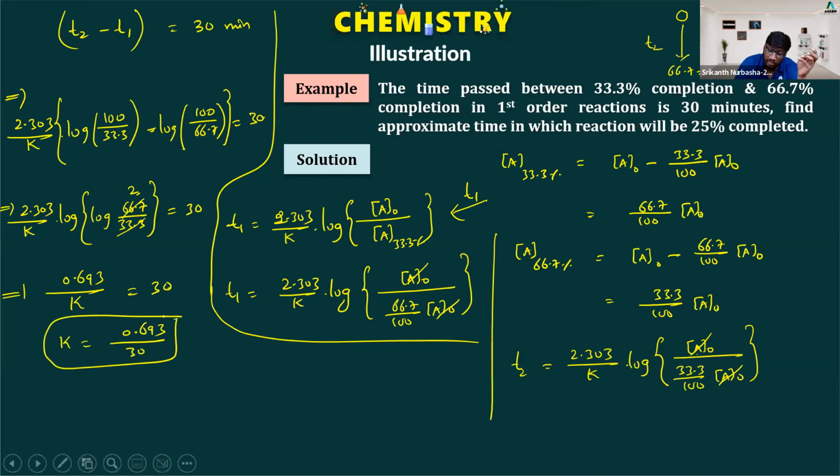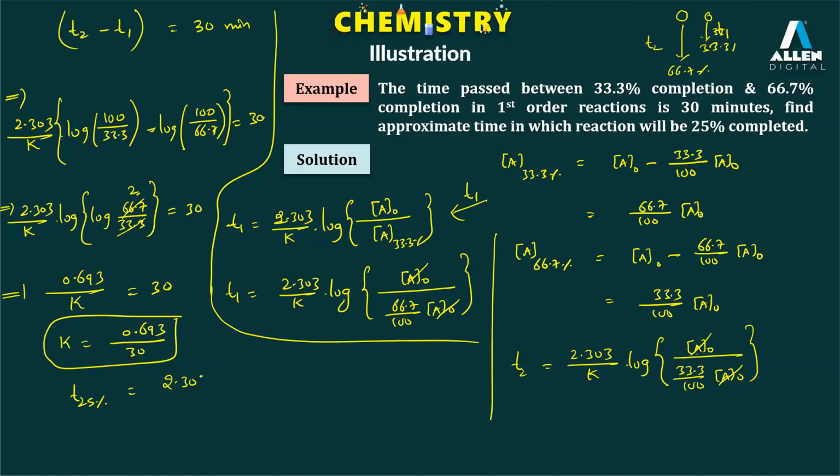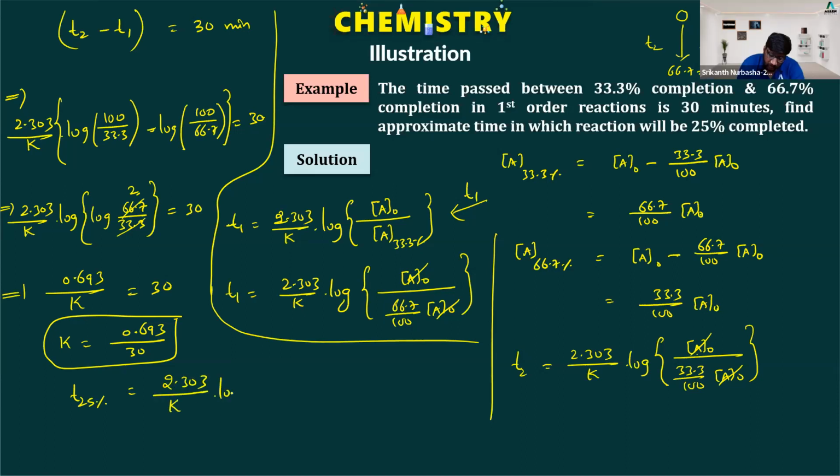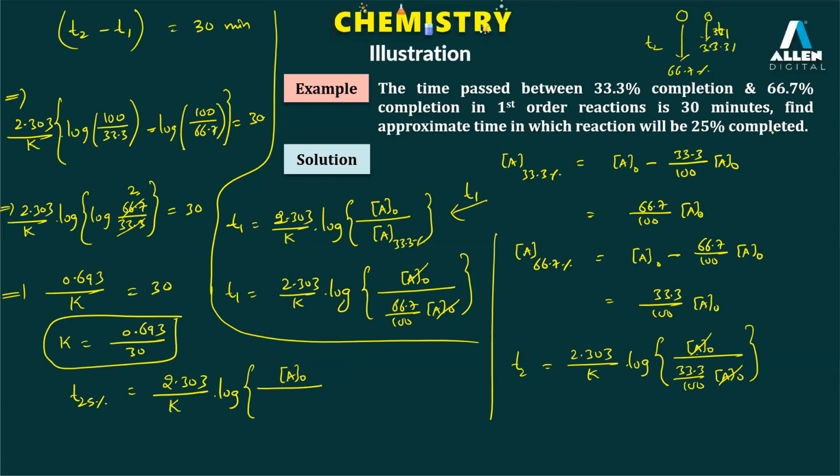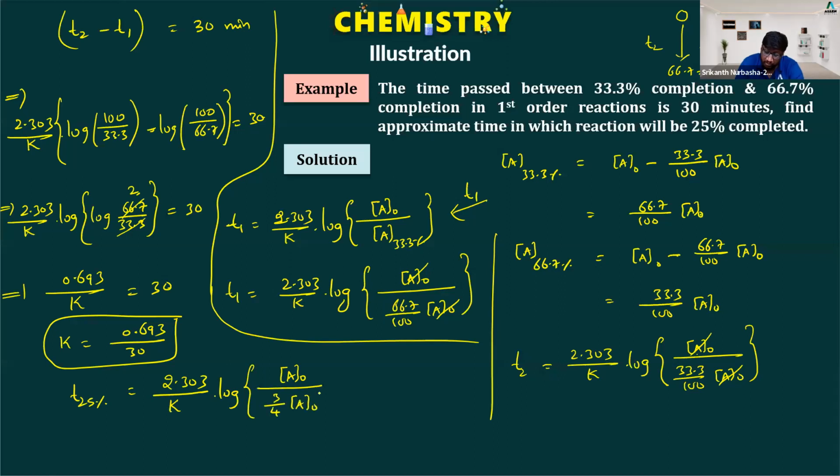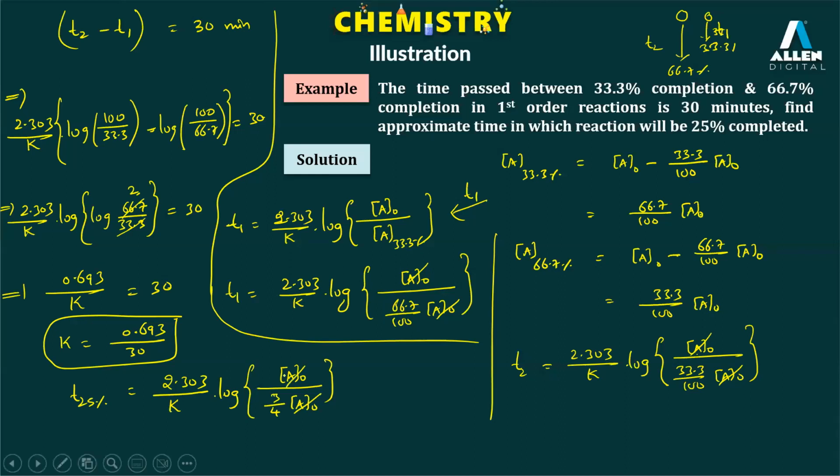But they are asking what? Find the approximate time in which 25% is done. So T 25% is 2.303 by K into logarithm of concentration of A at time T equal to 0. 25% is done, so 75% is left. So 3 by 4 concentration of A at time T equal to 0, A naught. A naught gets cancelled out.